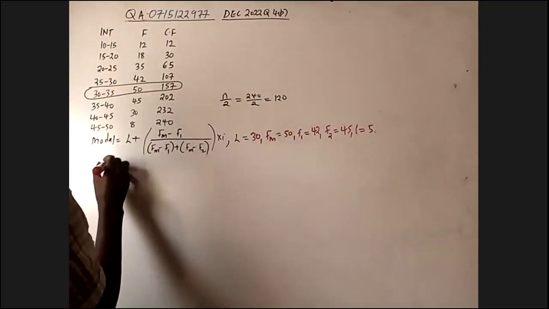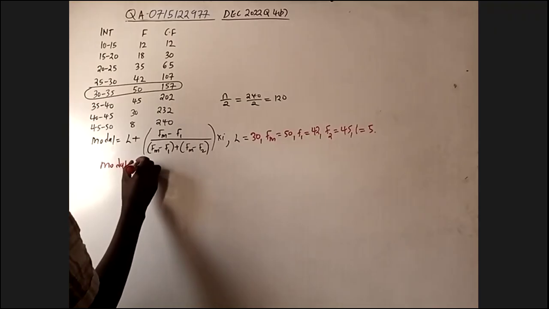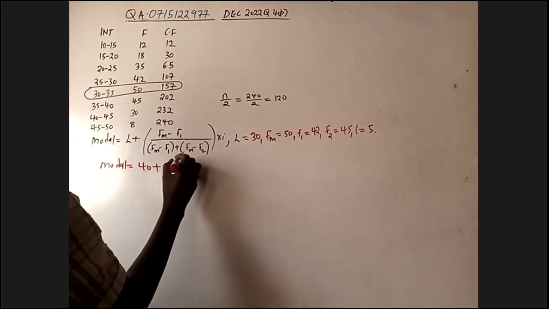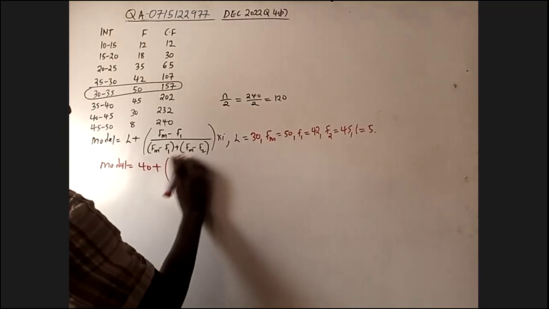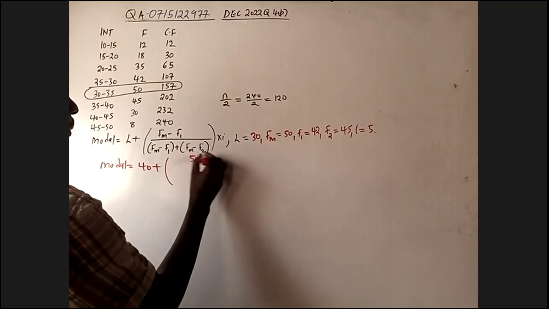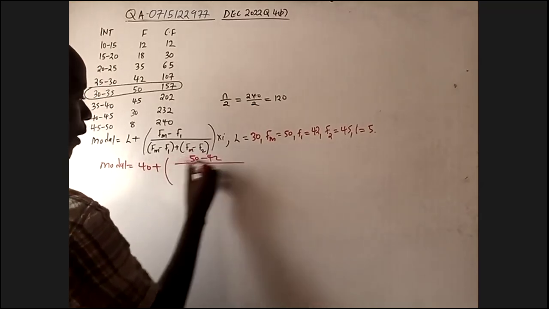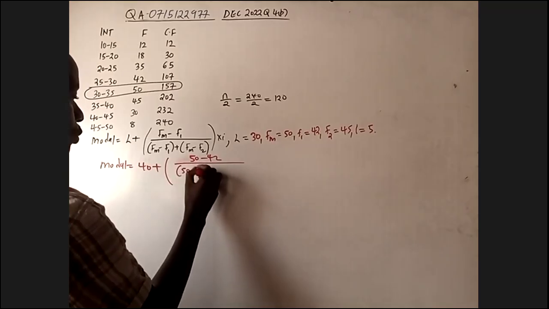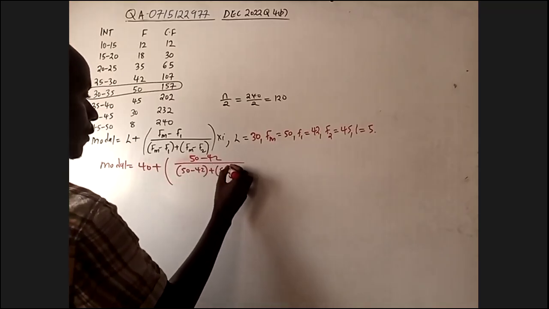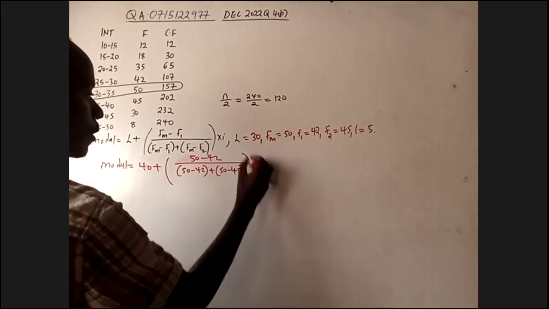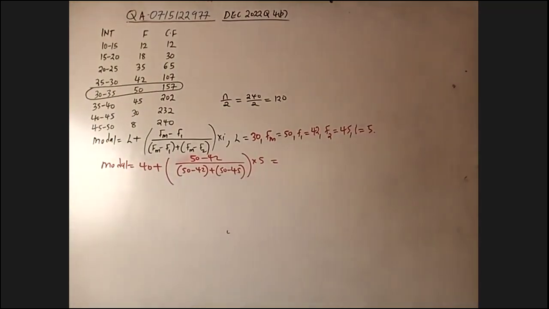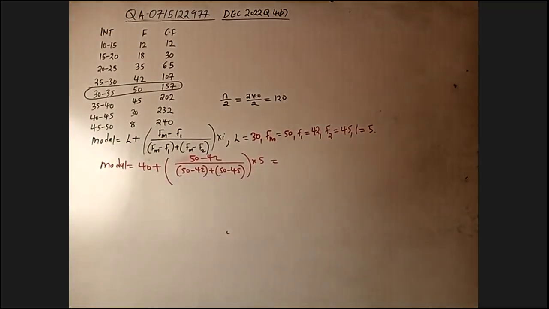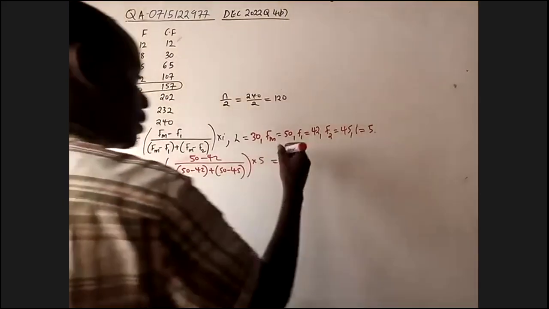Now let us find our mode. That one is 30 plus 50 minus 42 over 50 minus 42 plus 50 minus 45, then times 5. Now what will be your answer? 33.08. That's the answer.